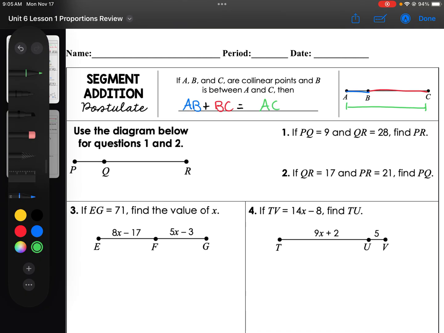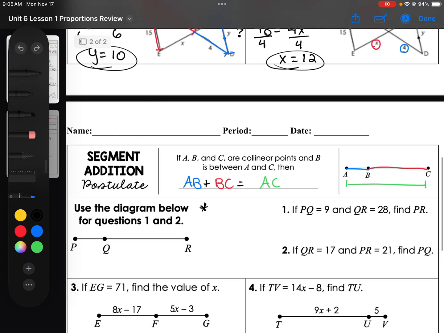So we want to use the diagram below for questions 1 and 2. Always label your givens. Always label givens. Make us a note.